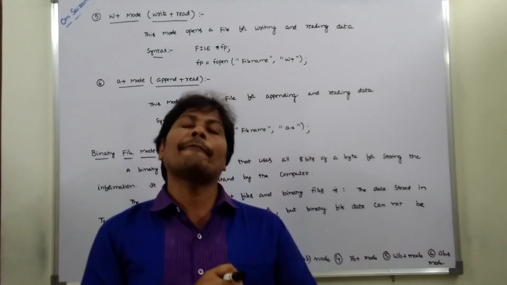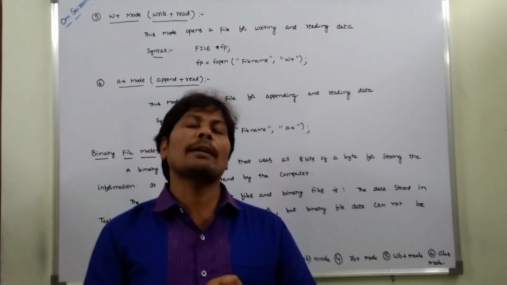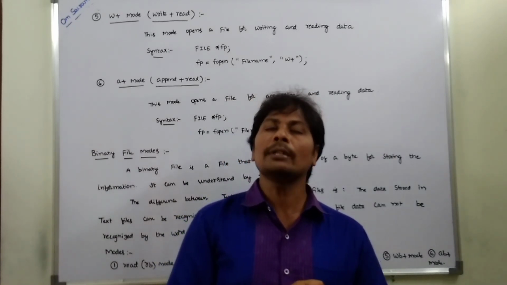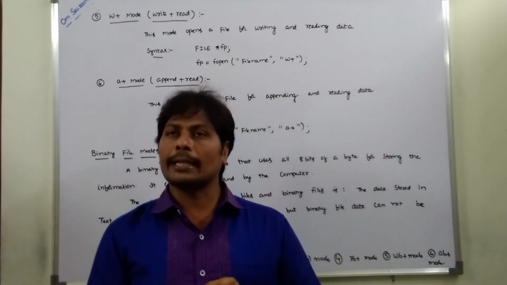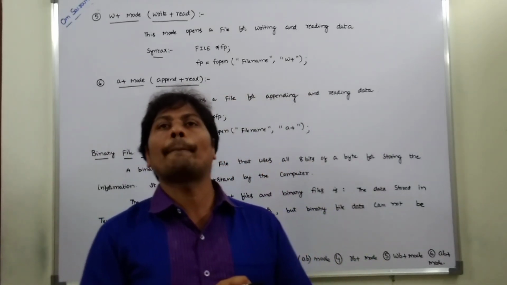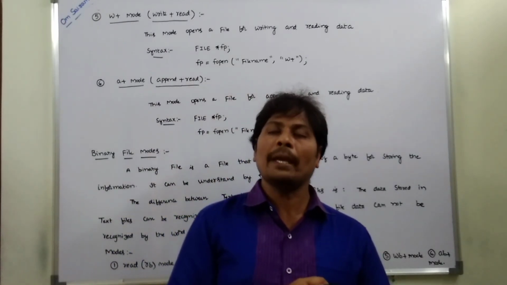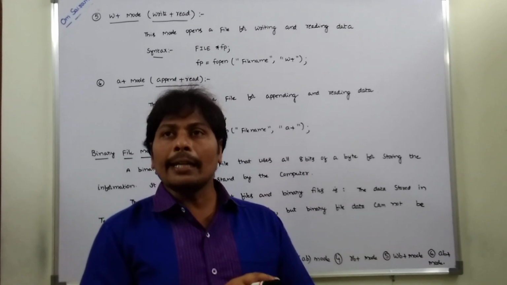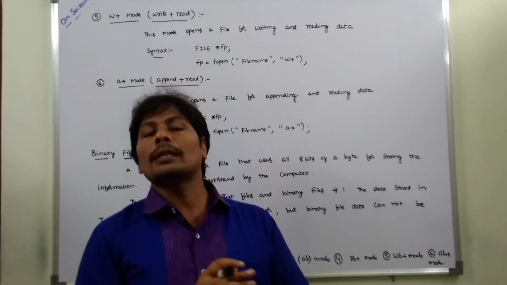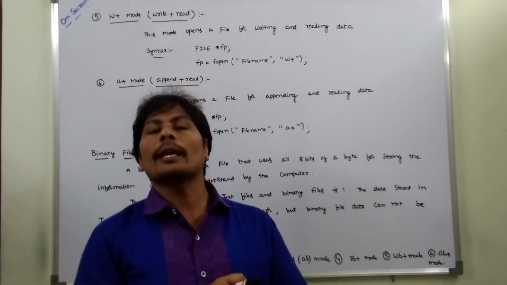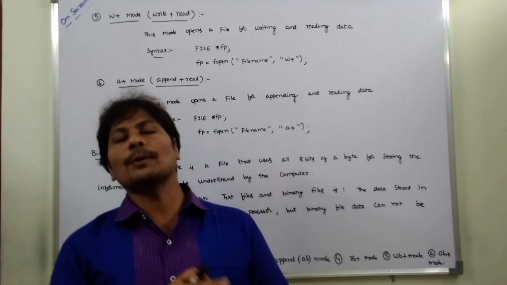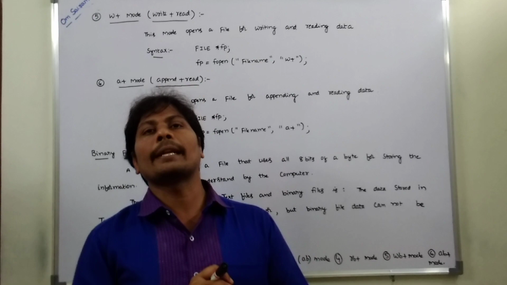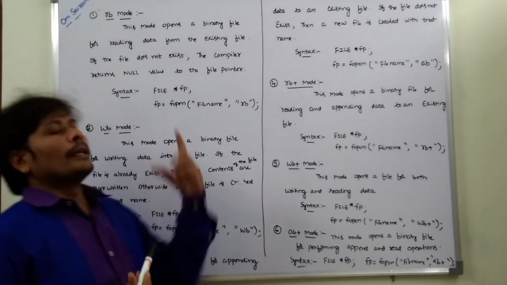What are the binary file modes? First one is read mode, that is represented as RB mode, write mode, that is WB mode, append mode, that is AB mode. Next, RB plus mode, WB plus mode, AB plus mode. So these are the 6 modes that we use in binary files.